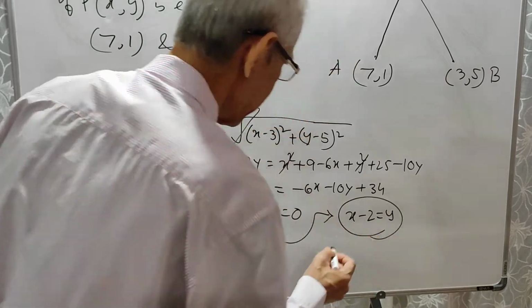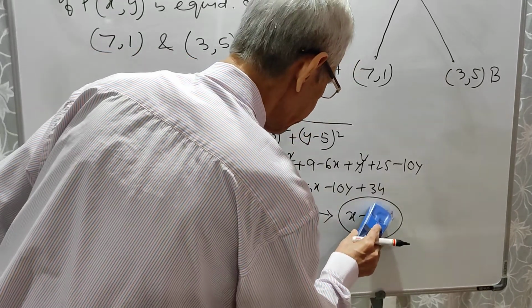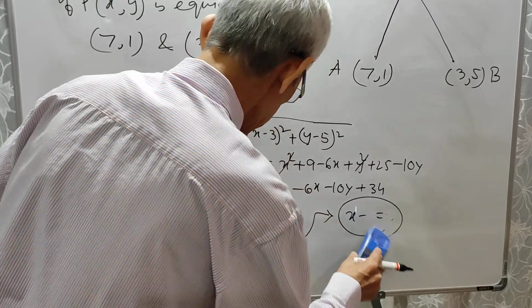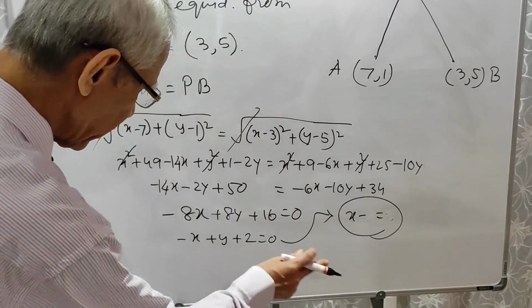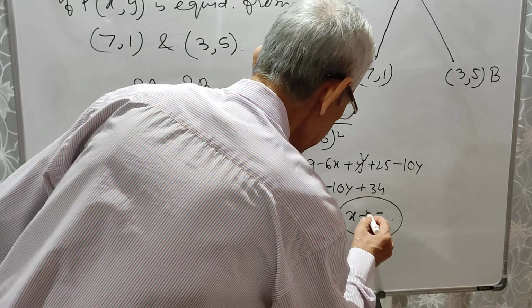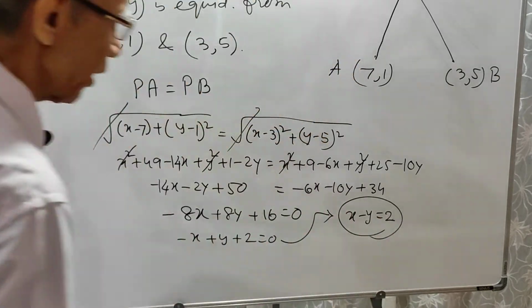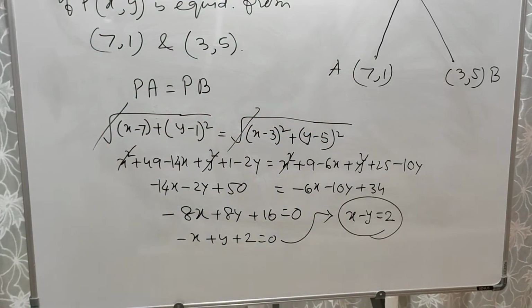This is the relation between x and y. Change the sign, x minus y minus 2. So x minus y equal to 2, taking the number to the right side. So x minus y equal to 2, that is the answer.